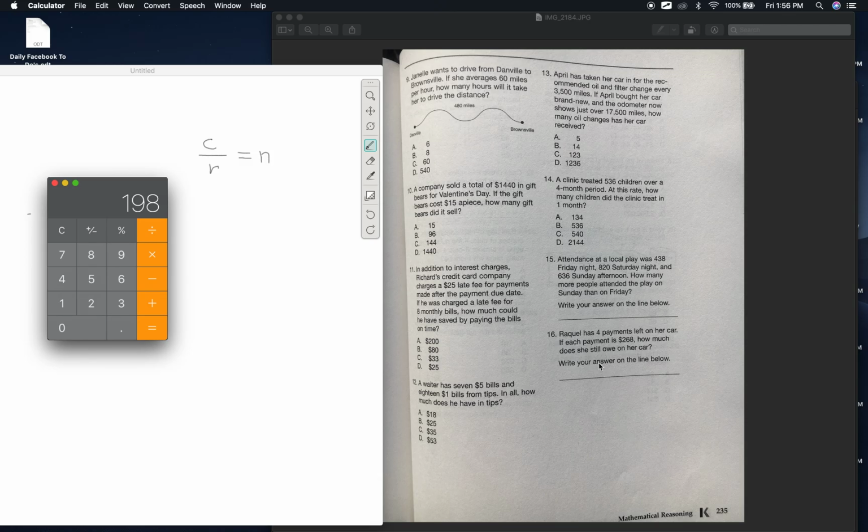Okay, Raquel has 4 payments left on her car. If each payment is 268, how much does she still owe on her car? Easy enough. 268 times 4 equals 1072. So that is your answer there, 1072.